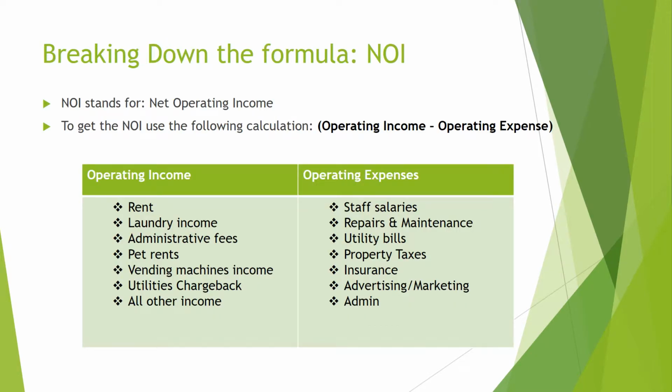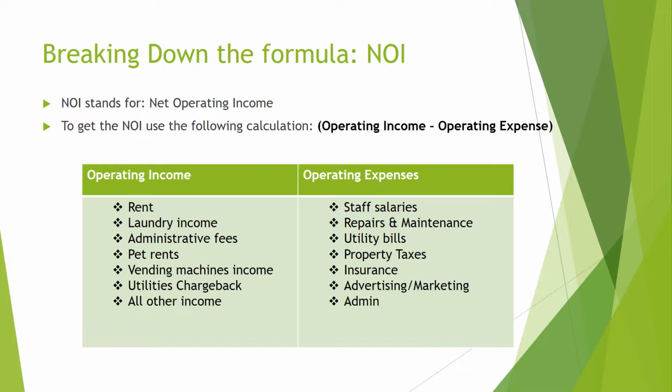So breaking down the formula, we start with NOI. NOI stands for net operating income. To get the NOI of a property, it's a very simple calculation of total operating income less total operating expenses. On the operating income, we put in anything that is generating revenue to the property. So rent, obviously, laundry income, administrative fees like application fees, pet rents, vending machine income, utility chargebacks, also known as RUBS, and every other revenue stream that the property has. And multifamily owners are notorious for finding alternative revenue streams for their properties.